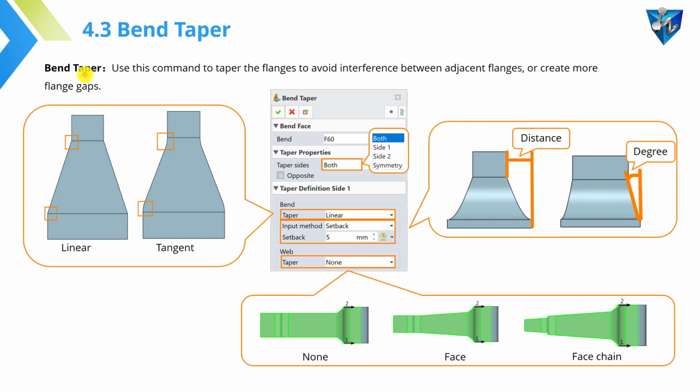Next tool is bend taper. It's used to make a taper to flanges, just to avoid the interference between adjacent flanges or just create more flanges gap. And you can taper one side or both sides. And also you can choose to make a linear taper or a tangent taper. Linear means when you unfold, it's linearly connected. And a tangent means it will tangentially connect it. And for more settings, I will show you soon in the software.